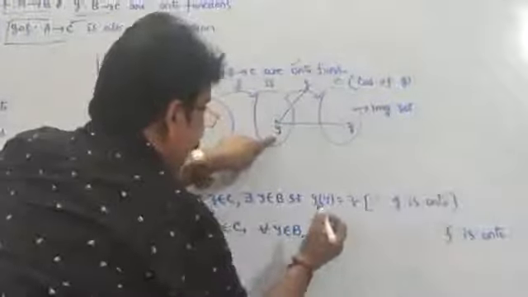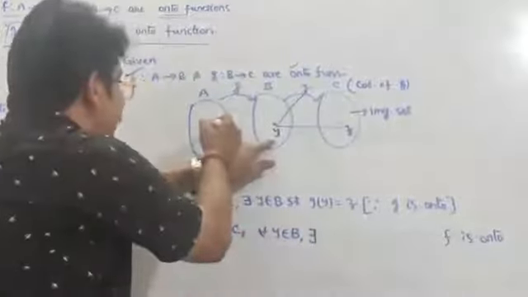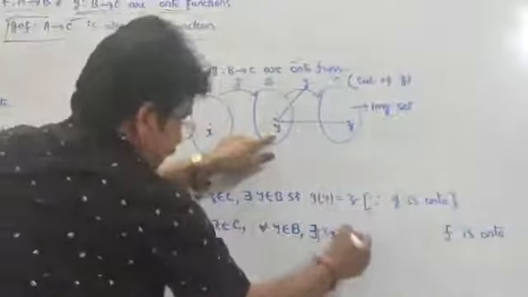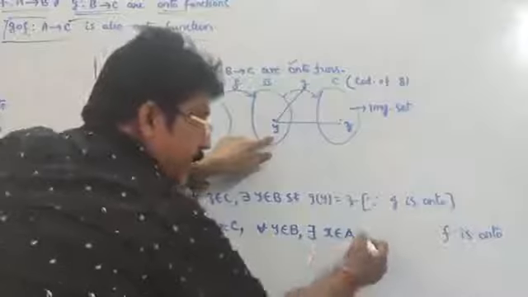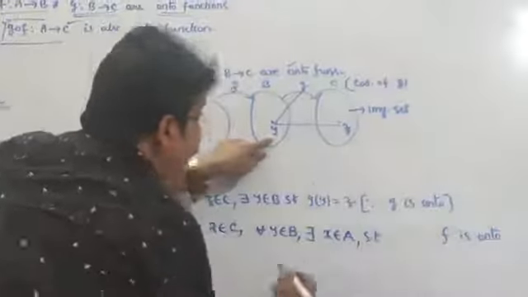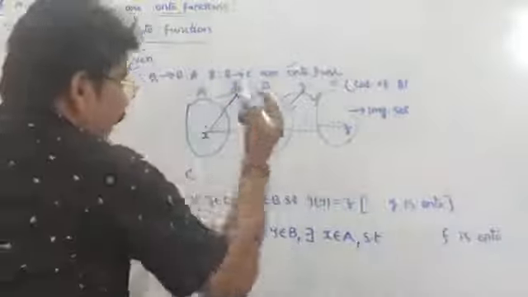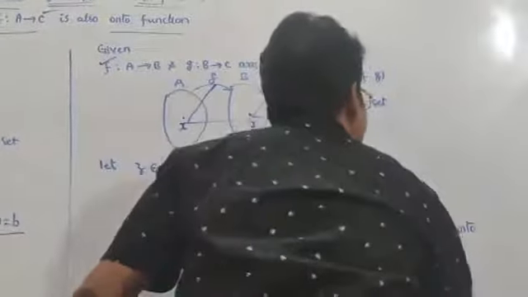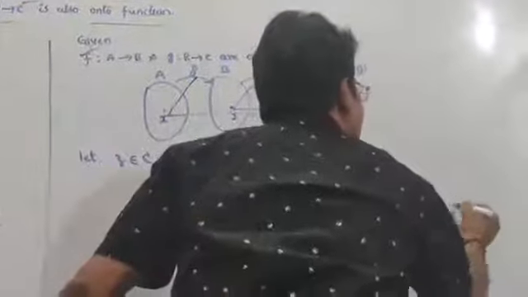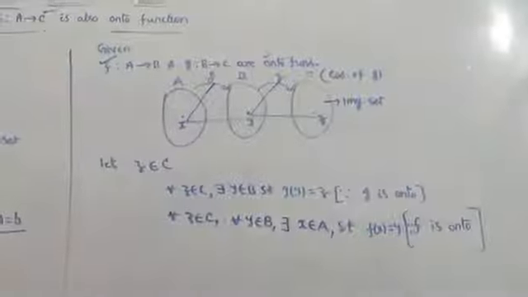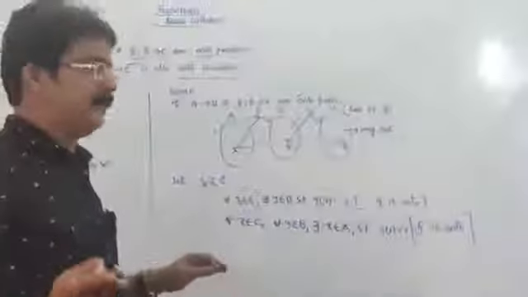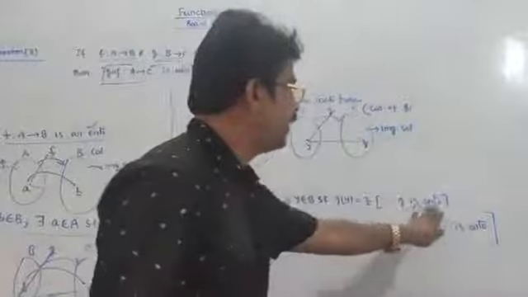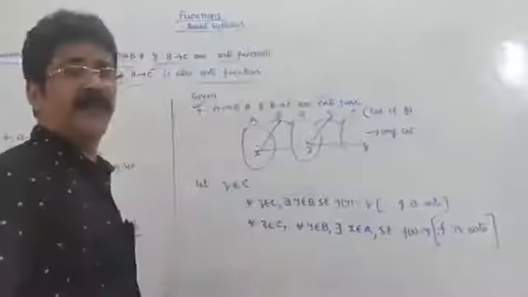There exists at least one pre-image in capital A so that f of x equal to y, since f is an onto function. Just as I wrote for g, this is the onto function definition for f.